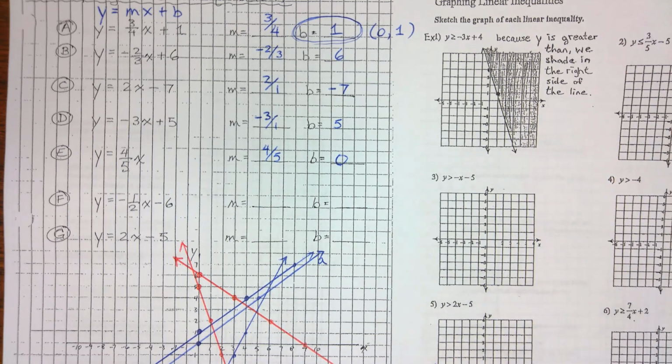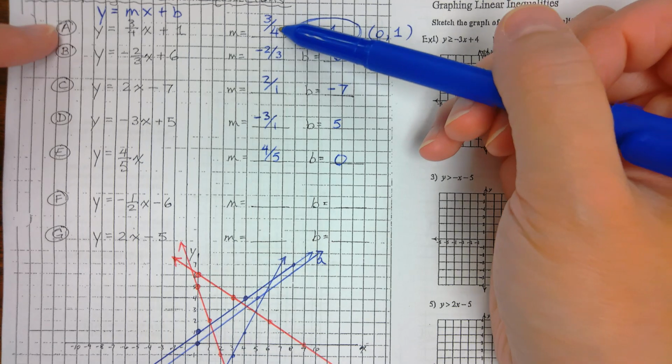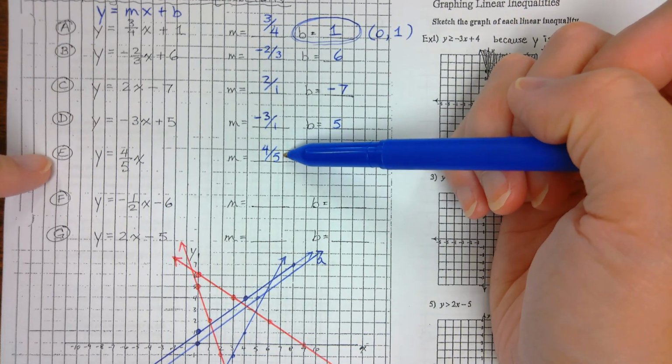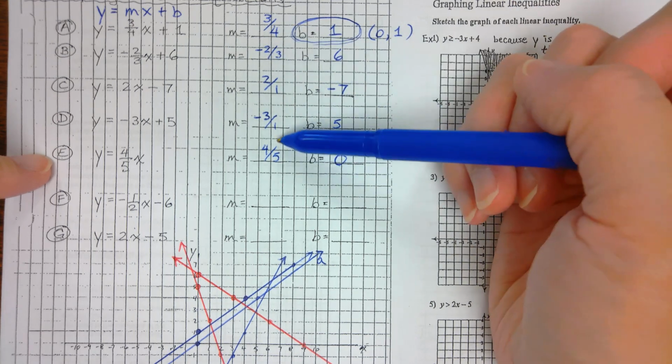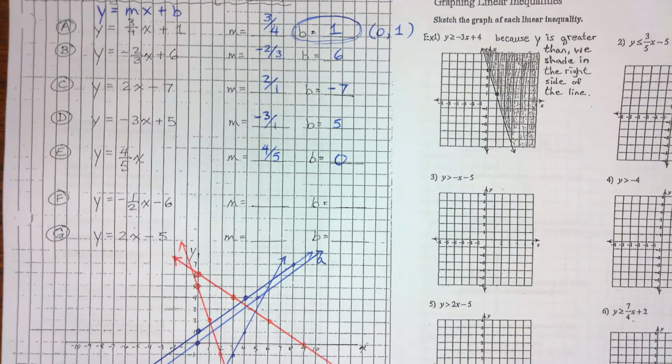Even the slightest difference, you have to actually look at the equation. So for A, your slope is 3 over 4, but for E, your slope is 4 over 5. So they're actually not the same. It has to be exactly the same for them to be parallel. Okay.